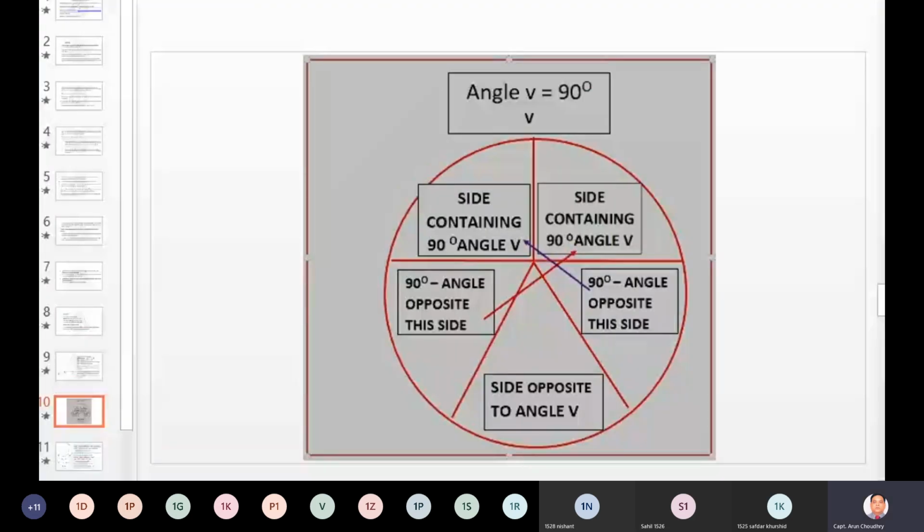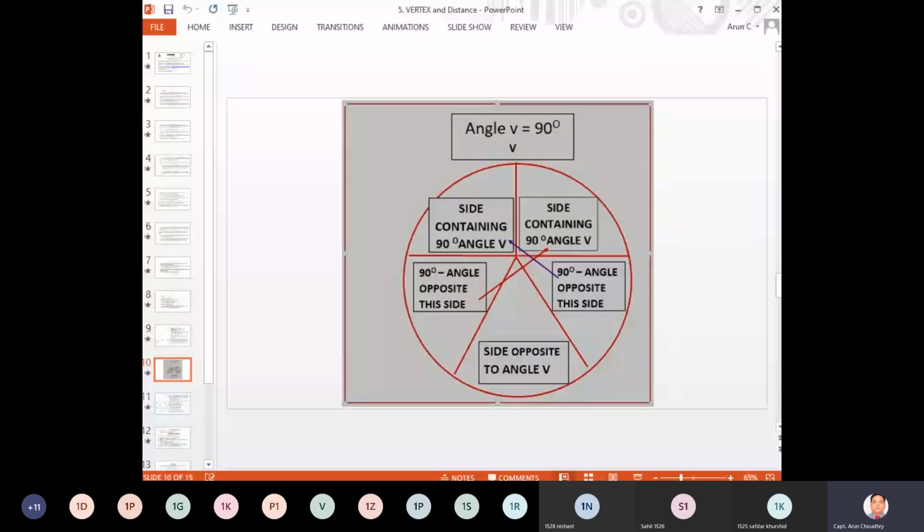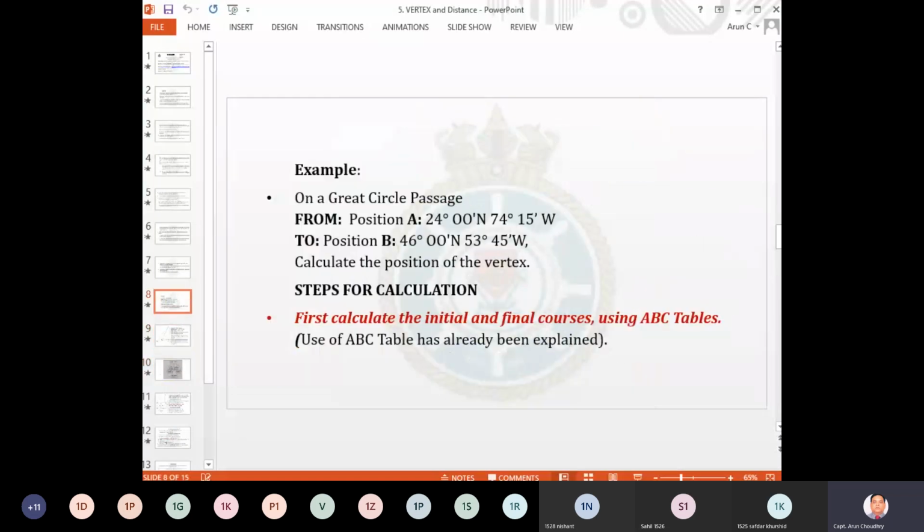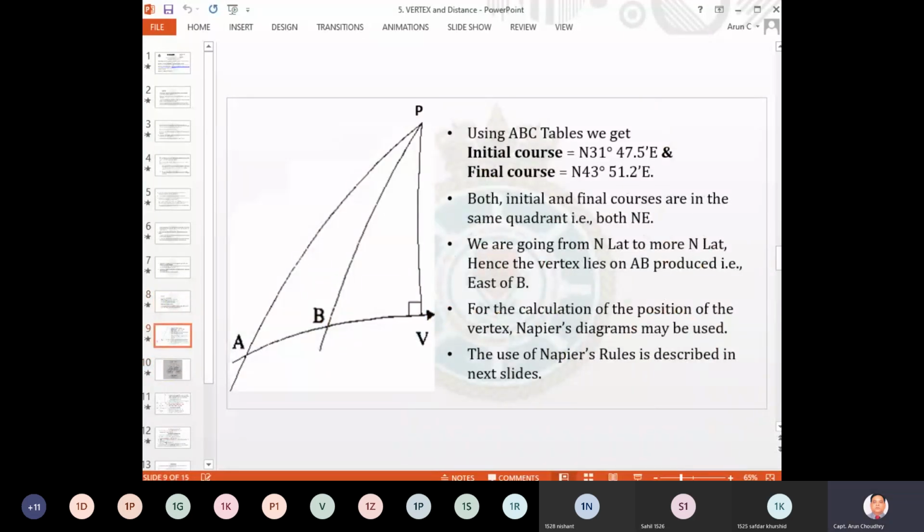Okay. So I do not see any no or N. So I assume that all of you know how to make this Napier's diagram. Since you are saying that you know how to make a Napier's diagram, now make the Napier's diagram for this particular one.